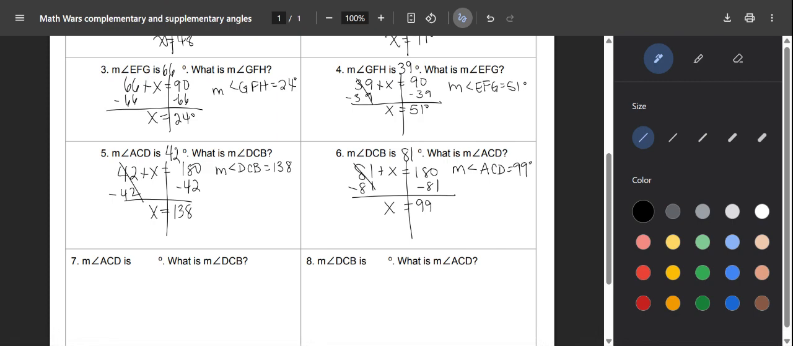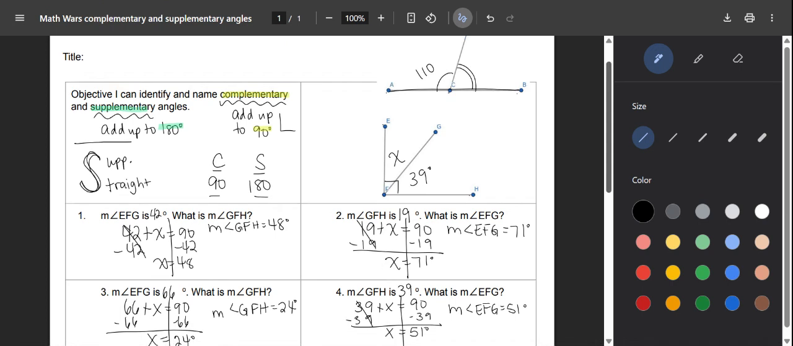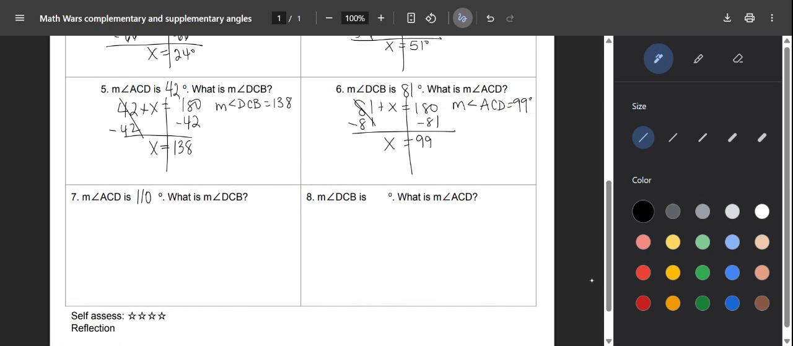Okay. Number 7 is a you-do problem. The measure of angle ACD is 110 degrees. So if you want to go back up and look at your diagram, that's this guy. We're looking for that guy. So set up your equation, pause the video and solve it, come back when you're ready to check your work. We have our answer here. The measure of angle DCB is 70 degrees. If you need to see how I got there, you can see the equation on the left.